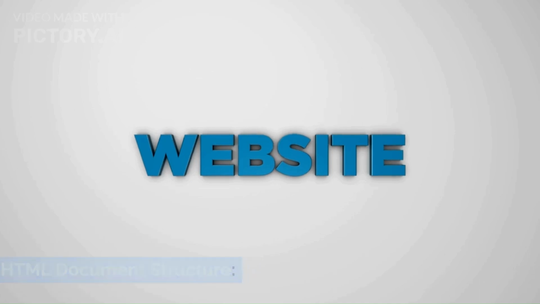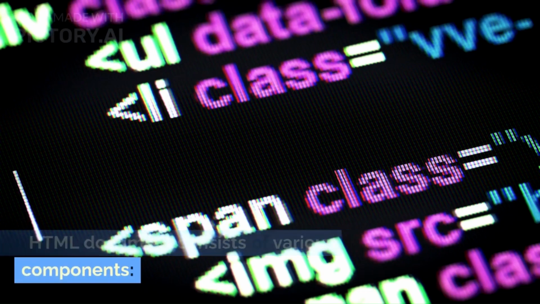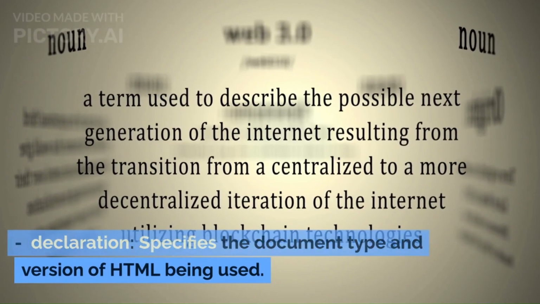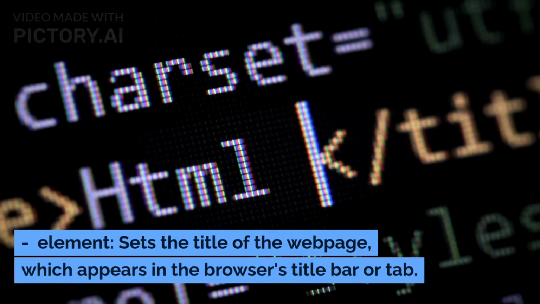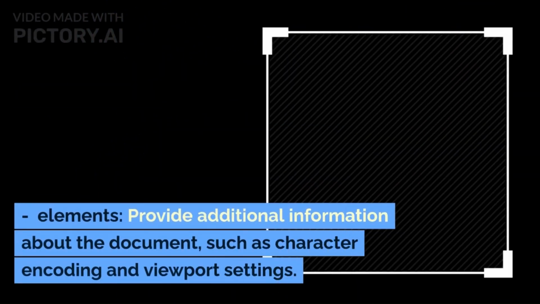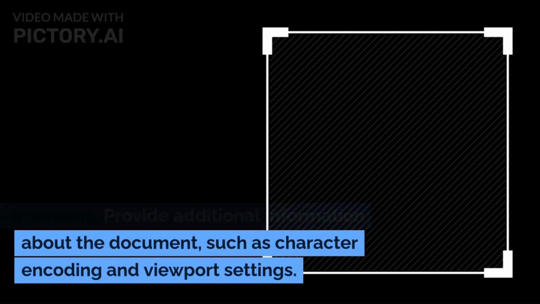HTML document structure. An HTML document consists of various components. The doctype declaration specifies the document type and version of HTML being used. The title element sets the title of the web page, which appears in the browser's title bar or tab. Meta elements provide additional information about the document, such as character encoding and viewport settings.